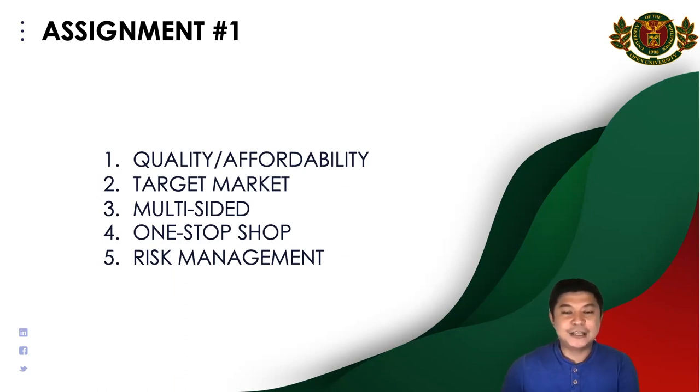Second observation is the target market. I've mentioned in the guide question on the target market, you need to be specific in terms of the geographic scope initially, and then the demographics, the age range, maybe the interest, the behavior.